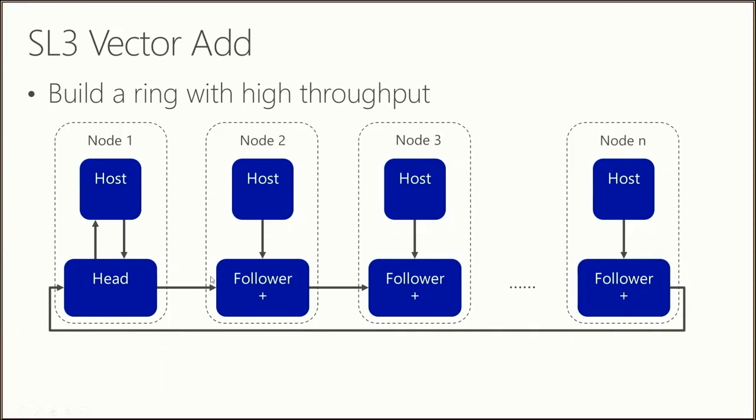If you have multiple vectors that need to be added, we can keep every node working, which means every host is feeding data to the pipeline. So the overall bandwidth will be the bandwidth of Serialized 3 times the number of nodes. So for a memory-bound application like vector add, we can potentially achieve very high performance.